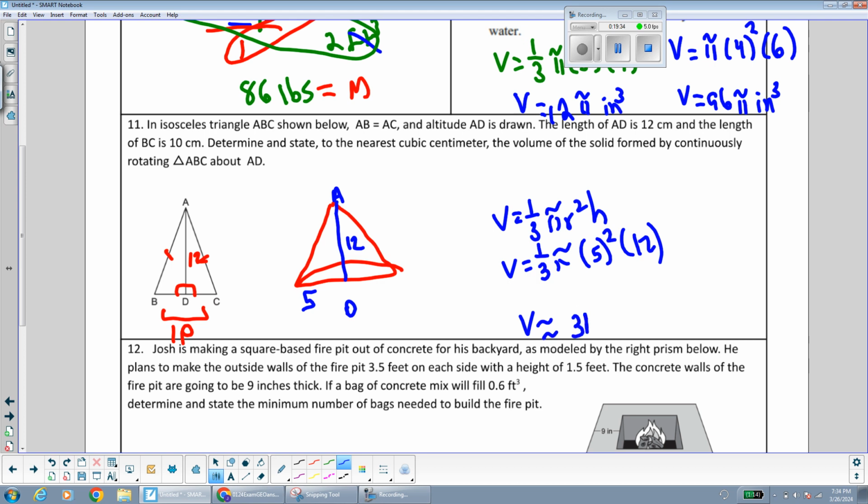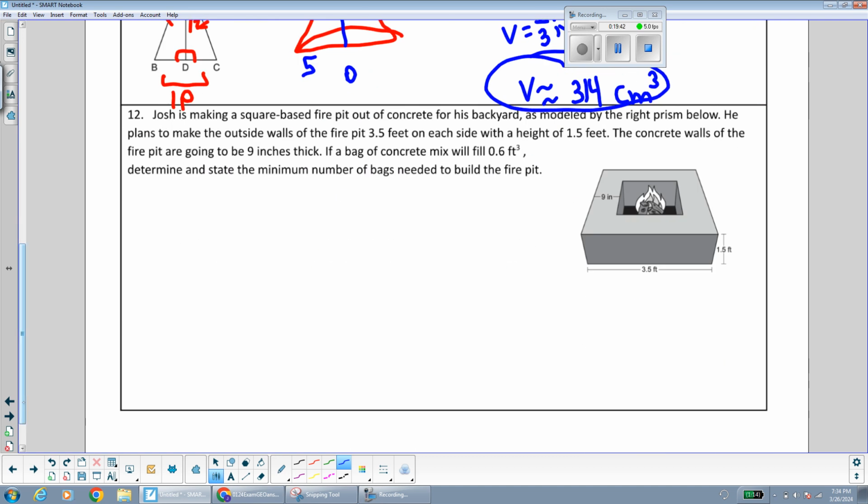Approximately 314 cubic centimeters. This next one is a little bit tricky. The best approach here is to find the volume of the entire fire pit, to find the volume of the hole, and to subtract so that you can get just the concrete walls. Because the walls are what's made up of concrete, and that's what you're finding in the question. You're finding the number of bags of concrete needed to build this.